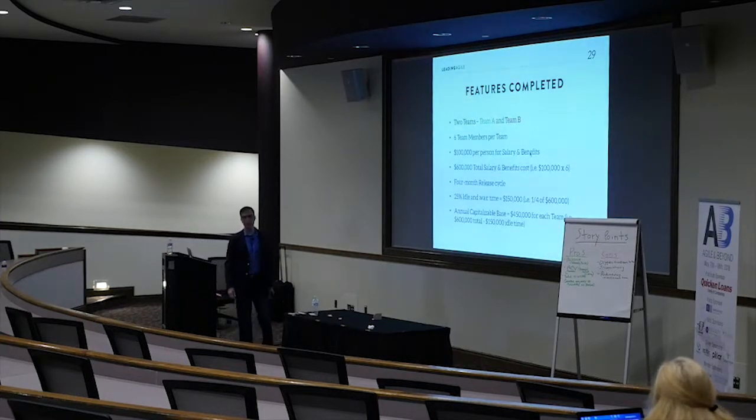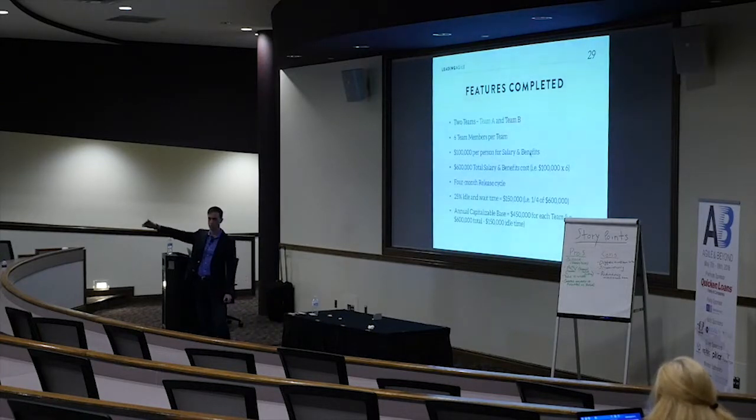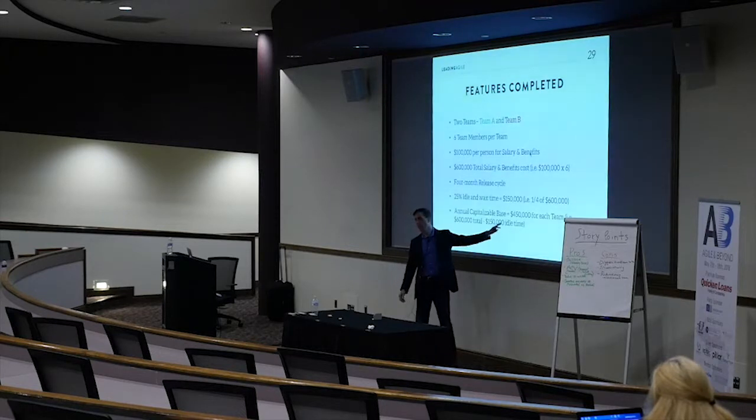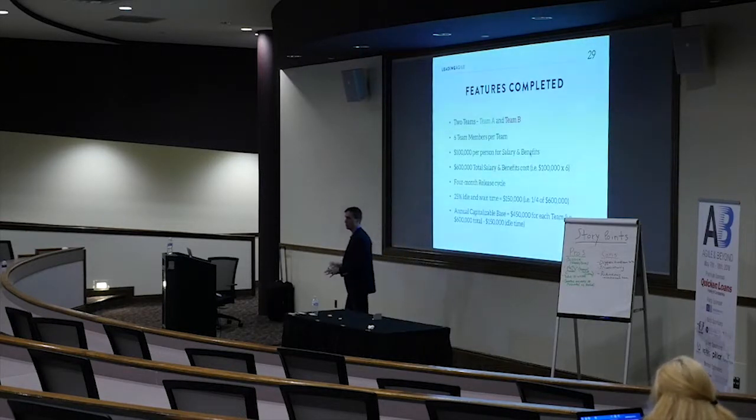And every 4 months, they're going to do an epic release. They're going to release their code every 4 months, okay? They've done their Electric Cloud analysis, and they said, okay, we're better than average. 25% of our time is idle and wait time. So 25%, or 1/4, of $600,000 for each team. You take that off the top, it's $150,000, 1/4 of 600, okay? So your maximum capitalizable that you could ever do from here on out is $450,000. That's the maximum that you can do.